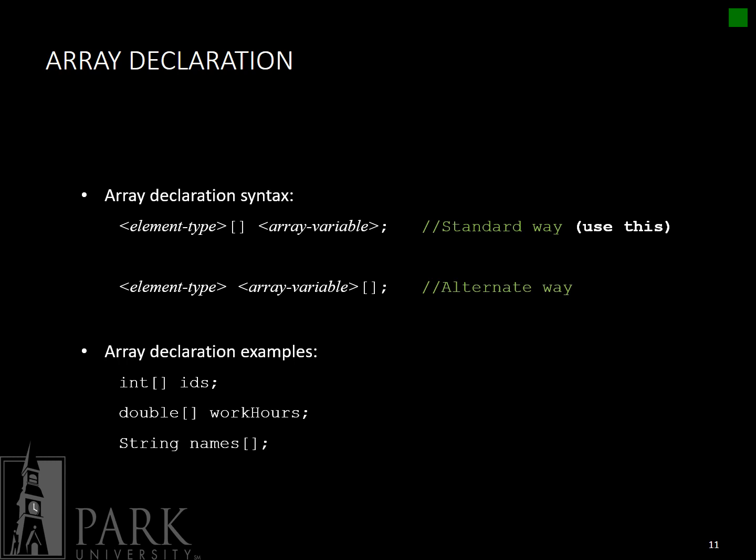But here's what it looks like as a couple examples, right? So we've got an array of integers called IDs, we have an array of doubles called work hours, and we have an array of strings called names, right? So it's pretty self-explanatory, but again, these are the ways that you'll want to do it, okay? This is, just don't do it. It's legal, but it's bad practice.